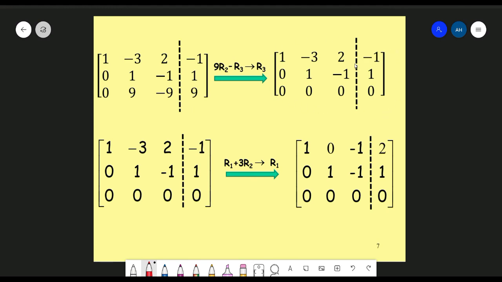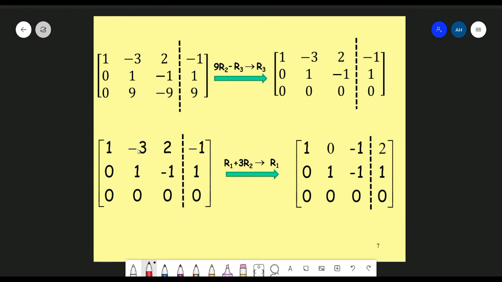See this leading one in row number 2, above it we don't have 0 yet. We have negative 3 over here. We would like to change this number, negative 3, to 0. So that will be our last step. I copy this matrix one more time and write it again over here. So we have 1, negative 3, 2, and we have 0, 1, negative 1, and 0, 0, 0 in the last row. And now our target is to make this number, negative 3, to be 0.